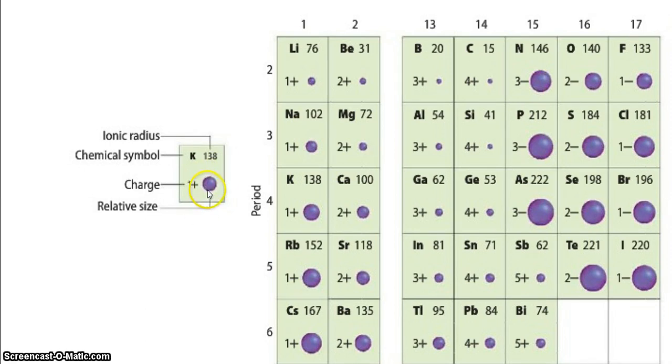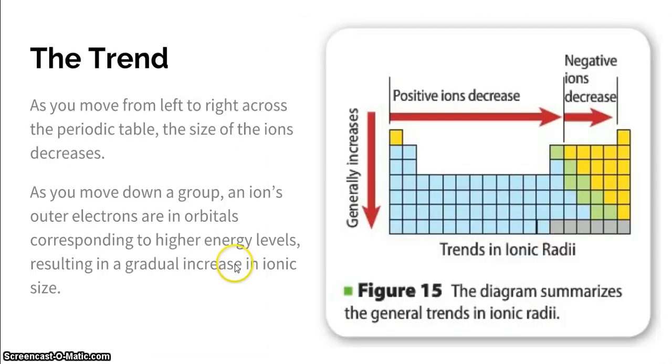Now, if you'll notice, there's a trend in how the size changes as we go down the periodic table and as we go across the periodic table. And if you look at that trend, it shows us that as you go across the periodic table from left to right, the size of the ions decreases.